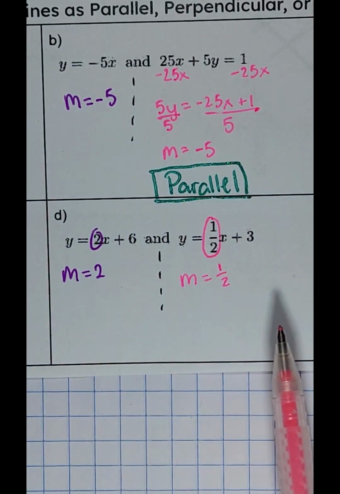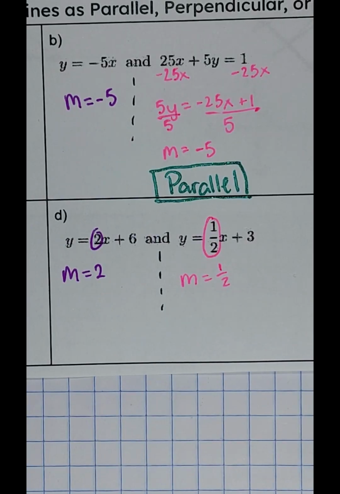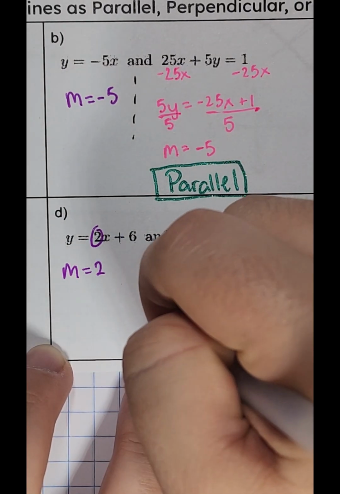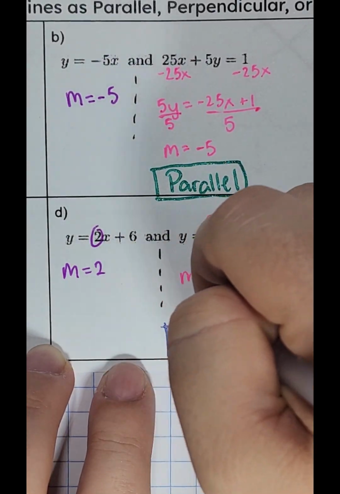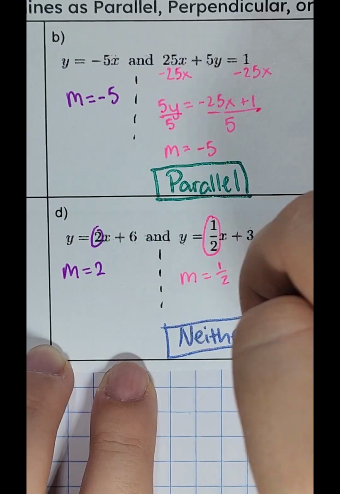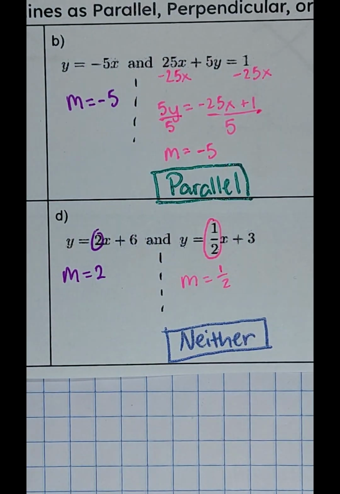A slope of 2 and a slope of 1/2 are not the same. Neither are they negative reciprocals of each other. So that means that these two equations are neither parallel nor perpendicular. They're just two lines that will cross at one point somewhere on a graph.